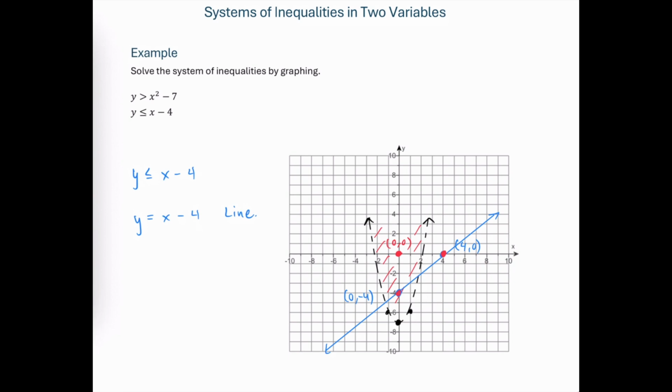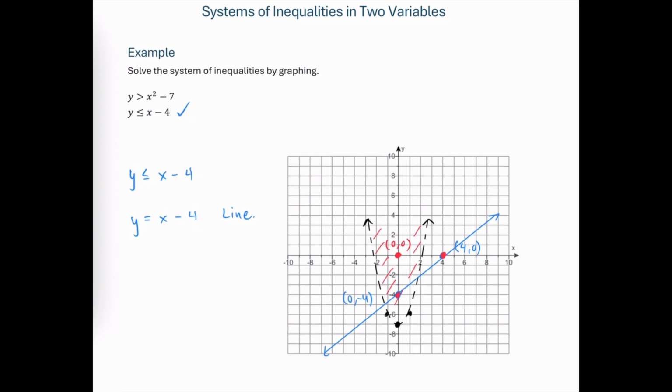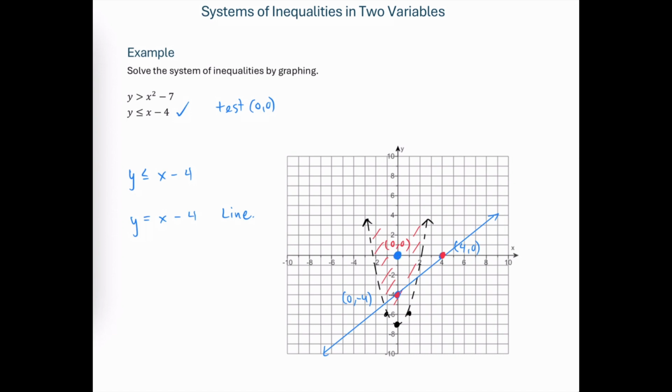Now to determine the region that solves the second inequality, again, let's choose the test point (0, 0) to see if it works in our second inequality. And when we plug in 0 for y and 0 for x, we get the inequality that says 0 is less than or equal to -4, and this is not true. So our test point does not work in the second inequality, which means that we're going to shade the region that does not contain (0, 0). And that's the region that is below the line.